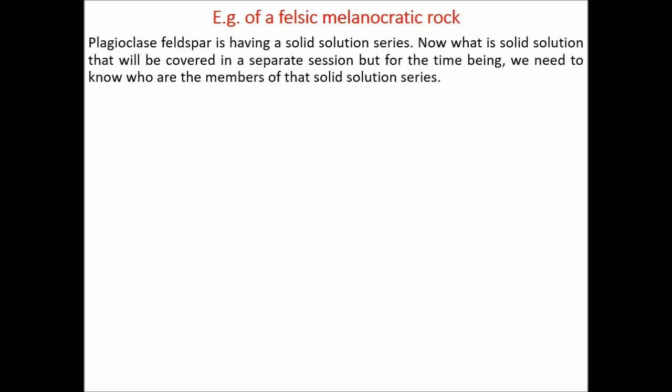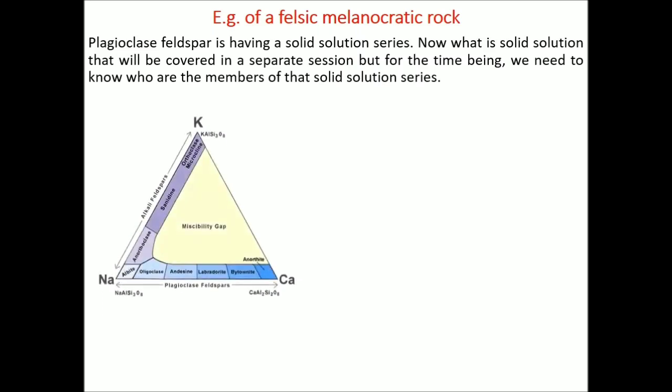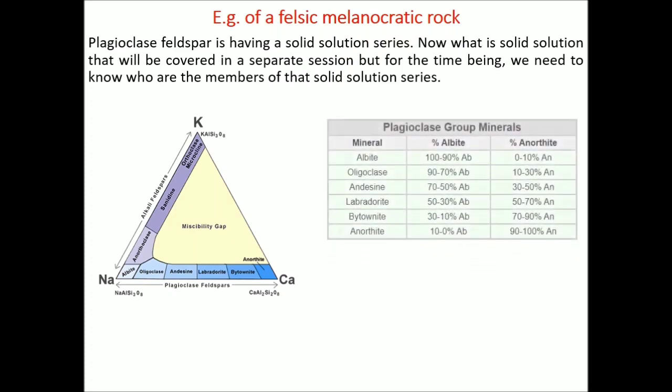Suppose in the case of plagioclase feldspar, we have sodium feldspar at one end, at the base of the triangle on the left, NaAlSi3O8. This is sodium feldspar or albite, and this is one end of the solid solution series. At the other end it is CaAl2Si2O8, 100%, anorthite. So this is the plagioclase group composition: albite, oligoclase, andesine, labradorite, bytownite, and anorthite.